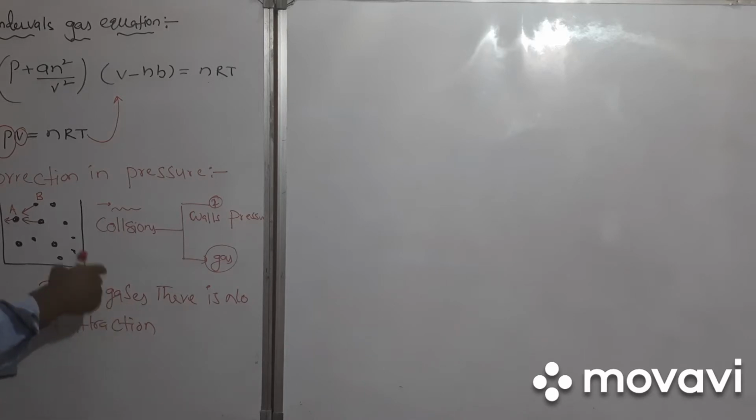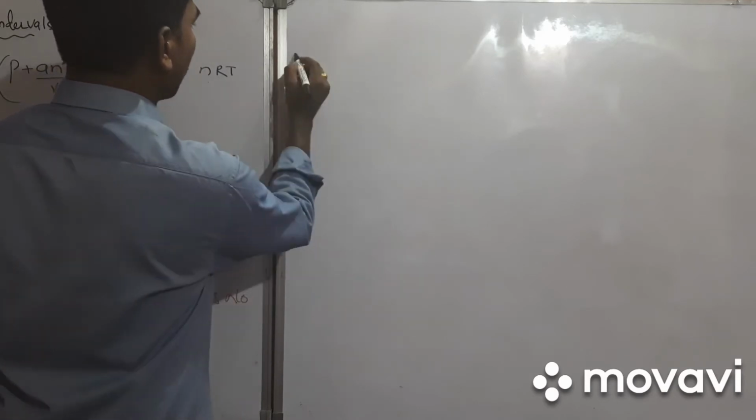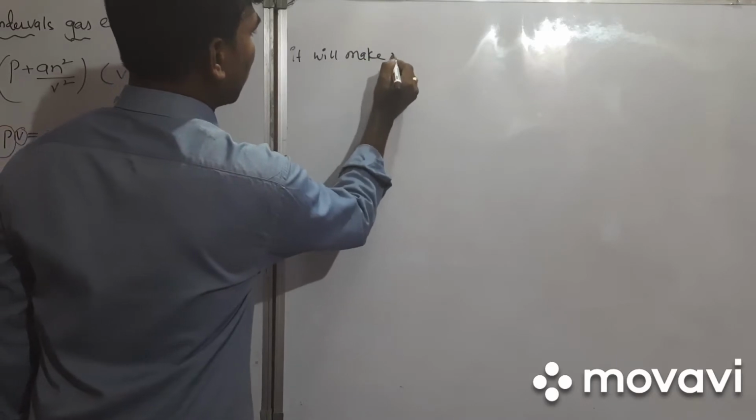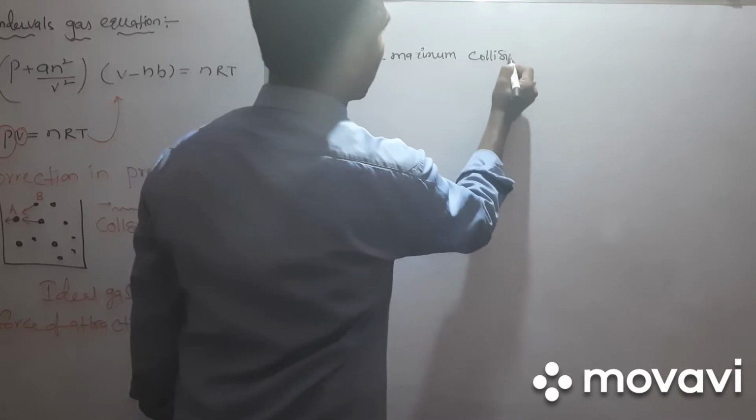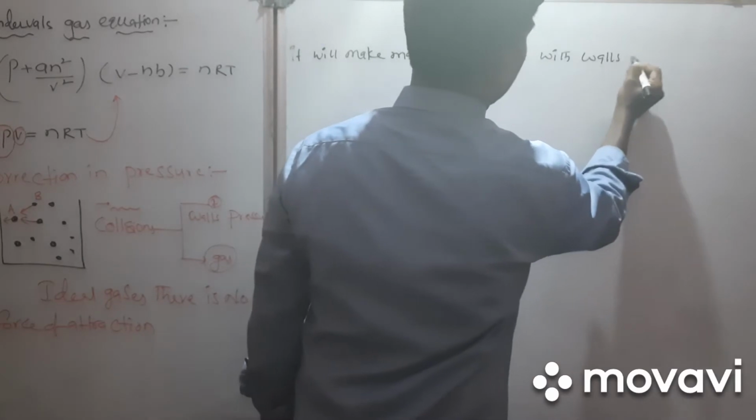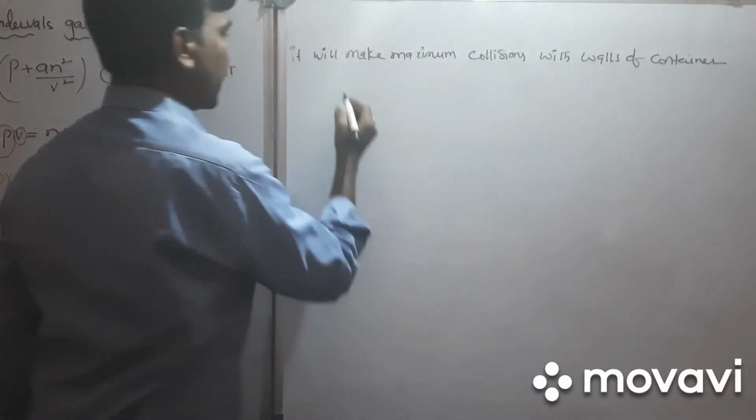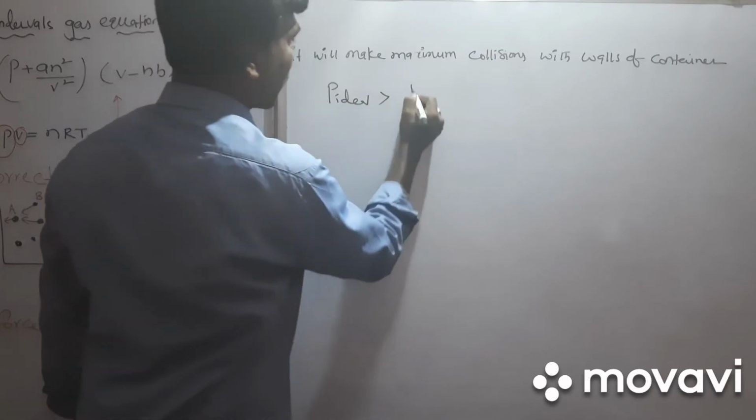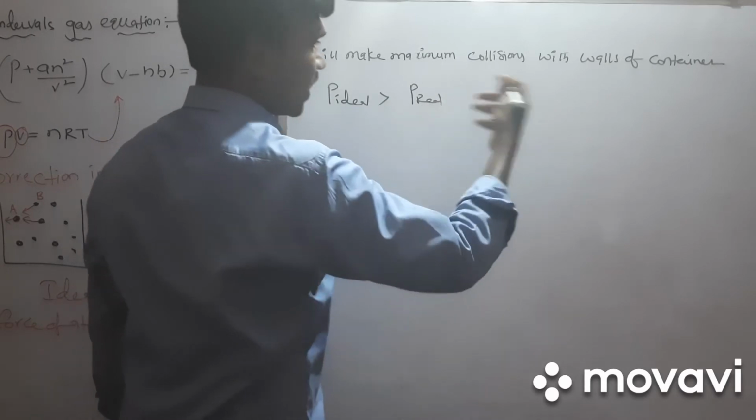So in case of ideal gas, there is no force of attraction, means it will make maximum collisions with the walls of the container, right? In case of ideal gas I am saying, so P ideal, pressure of ideal gas will be more comparing with what? Pressure of real gases. Why? Because in case of real gas, force of attraction will be more.